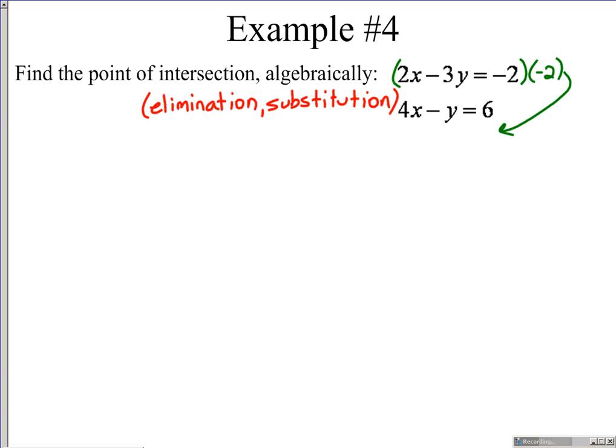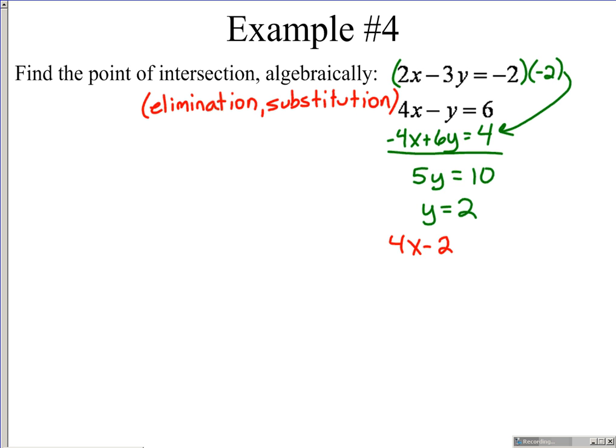I'm going to write that then down here. We get -4x plus 6y equals 4, and now I'm going to add up those two equations. When I add them together, x's are gone or eliminated, which is what we want. We have 5y equals 10, so y is 2. Once we know what y is, we can plug back in anywhere we want to find x. I'm going to plug into this second equation. We get 4x minus 2 when we put 2 in place of y equals 6. We have the ordered pair 2, 2.